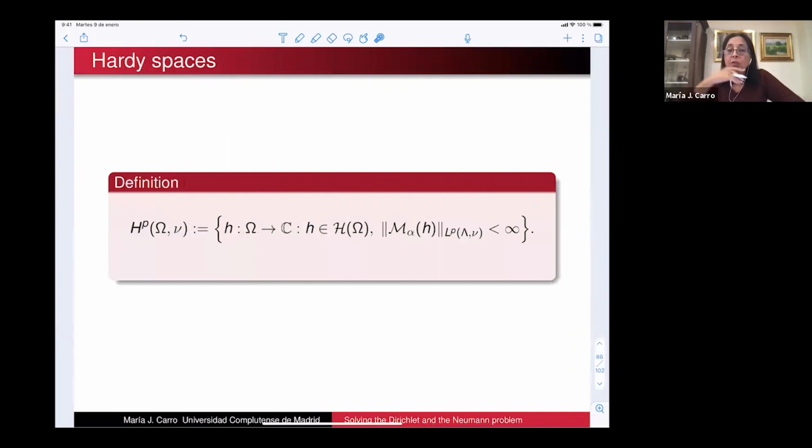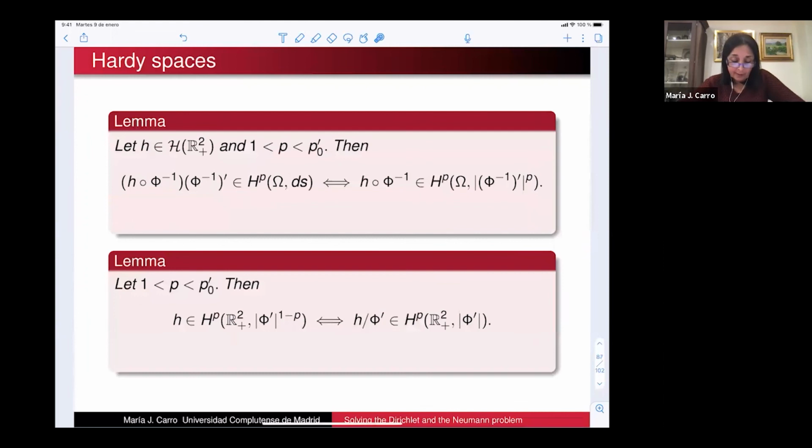So the technique is going to be working in the so-called Hardy spaces. So Hardy spaces on a Lipschitz domain is going to be the harmonic functions on the domain such that the maximal operator has to be finite. Okay, so that's the definition. And then he needs to prove these two lemmas. Okay, well, they need more lemmas, but I have taken these two just to explain to you what the situation is.